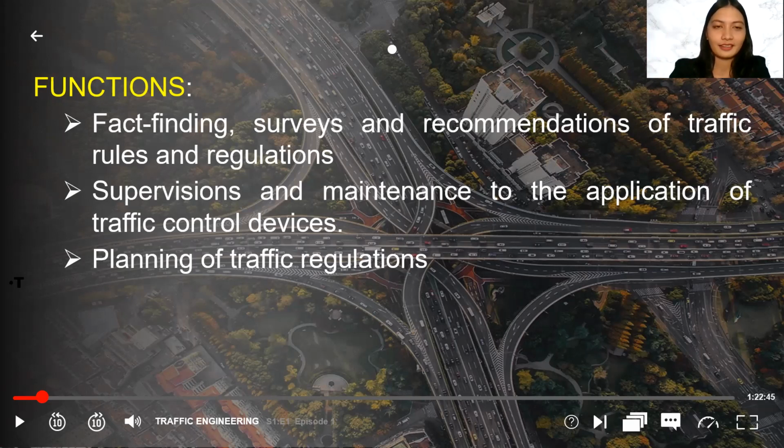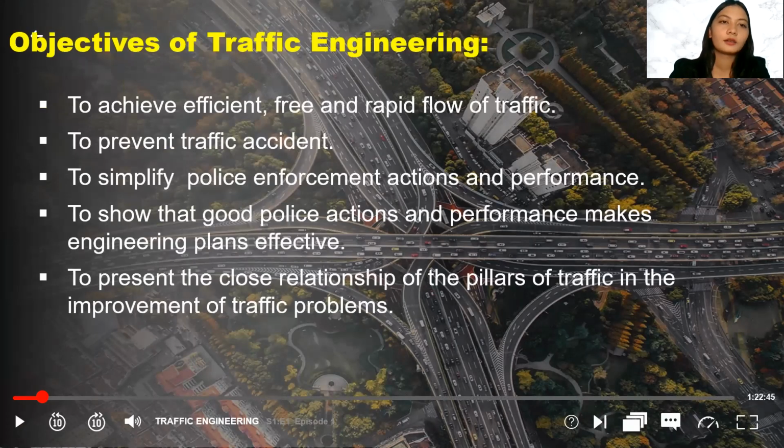mandating the traffic regulations. So the objectives of traffic engineering: first is to achieve efficient, free, and rapid flow of traffic. Of course, all of us don't want traffic congestion. Next is to prevent traffic accidents. Of course, nobody wants to be involved in a traffic accident. Third, to simplify police enforcement action and performance.